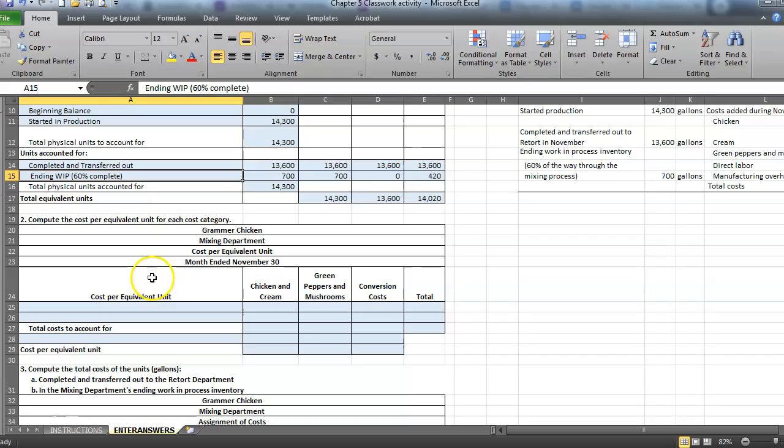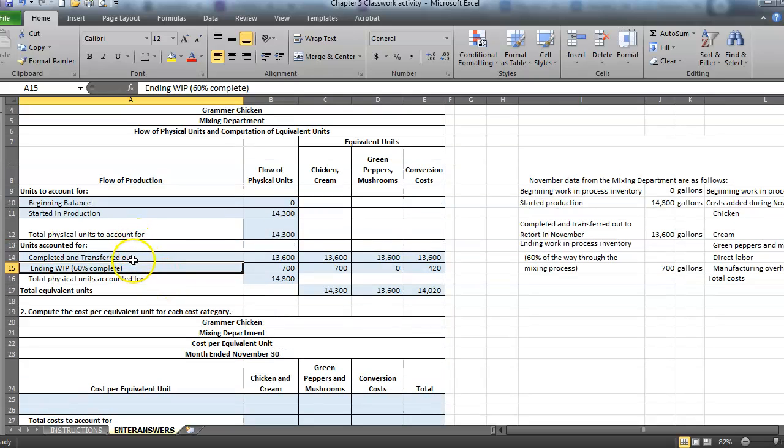Now, before we do that, let's think about how this information works together. When you're trying to determine how well or how far along your cost process is, it's important to know what your ending inventory is and how far along in that process, because that's the number really we're going to be basically computing, because the other numbers basically are given to us.